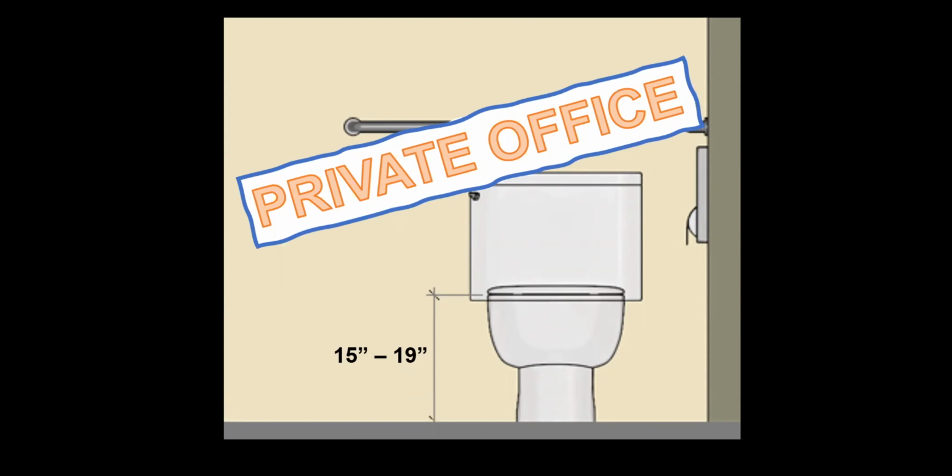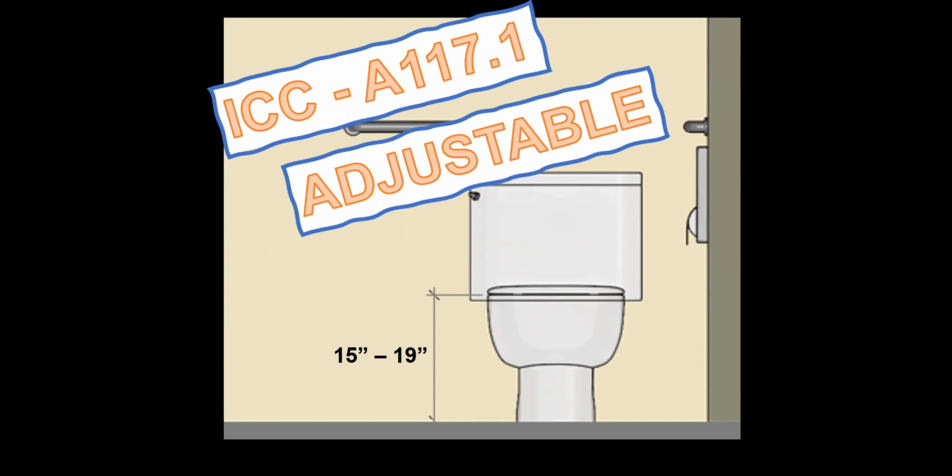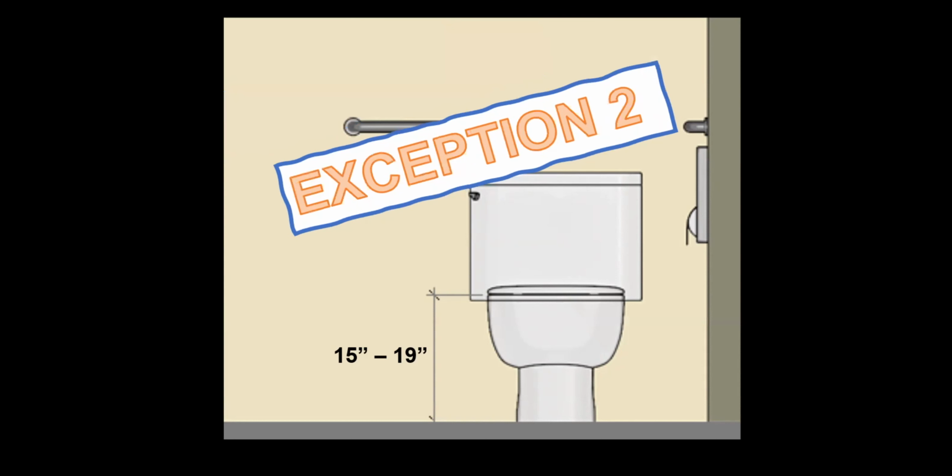But this exception is not in the 2022 California Building Code, Chapter 11B. Exception number 1 in the ICC A117.1 states that a water closet which is adjustable in height by the user is permitted, provided that at least one adjustment setting provides a seat within the range specified in this section. This exception is found only in the ICC A117.1 standard.